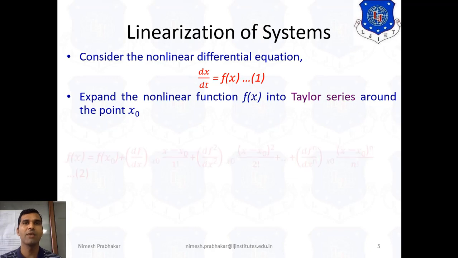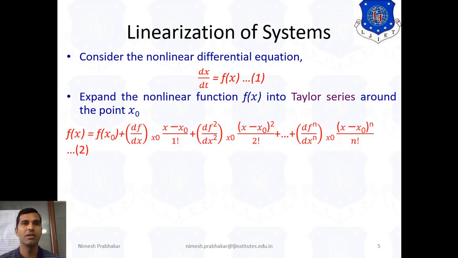So we can write, by using Taylor series expansion, f(x) is equal to f(x0) plus df by dx at x0 times (x minus x0) over 1 factorial, plus d squared f by dx squared at x0 times (x minus x0) squared over 2 factorial, plus up to d to the n f by dx to the n at x0 times (x minus x0) to the n over n factorial. So we simply use the Taylor series to expand the function f(x).